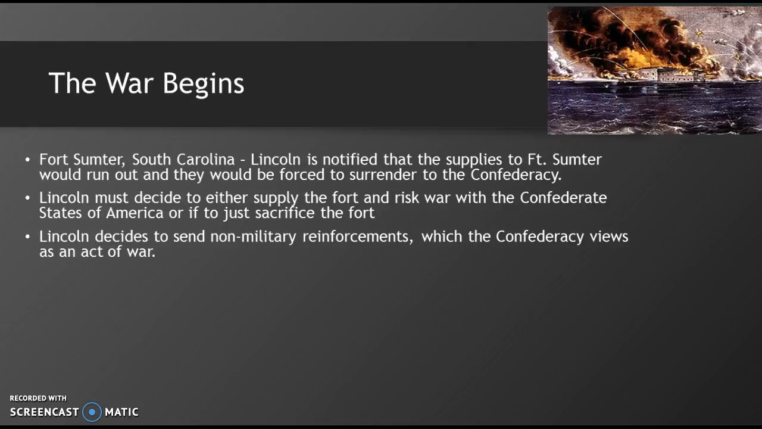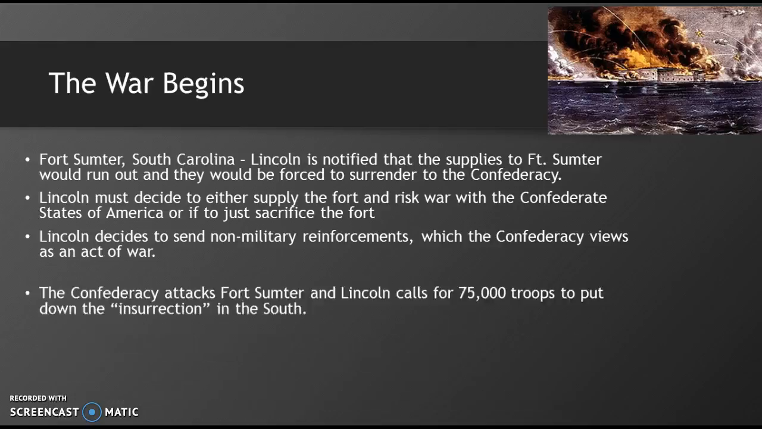Lincoln ultimately decides on a halfway solution. He decides to send non-military reinforcements. He just wants to send supplies like food, things like that, to stock the soldiers that are in Fort Sumter. But the Confederacy, again, views this as an act of war. In their view, you have a foreign country coming into their country without permission.